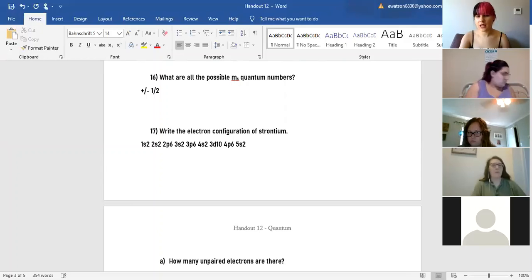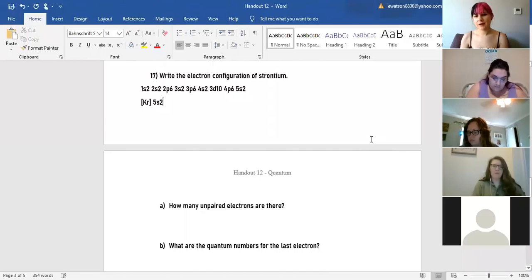So what would be the noble gas configuration? Krypton, then 5s2, because krypton is covering us all the way up until the 4p6. So how many unpaired electrons are there? None.